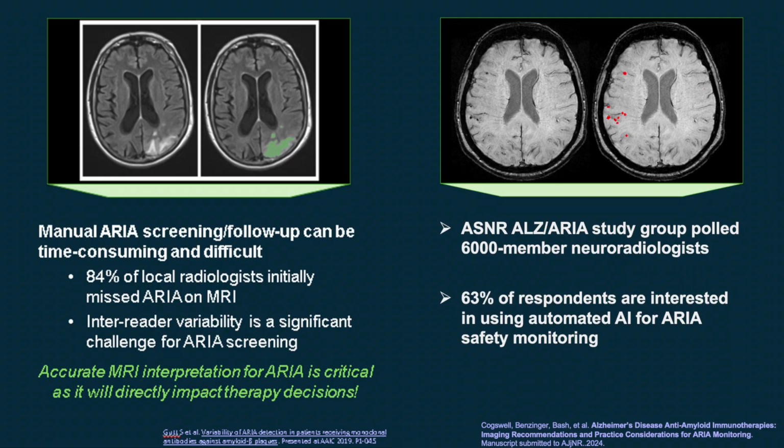But the bottom line is manual ARIA screening can be time-consuming and difficult. In one study here, 84% of local radiologists initially missed it on MRI, and there's a lot of inter-reader variability. But yet an accurate MRI interpretation for ARIA is really critical because it directly impacts therapy decisions. So we actually polled, I'm on the ARIA leadership for American Society of Neuroradiology. We polled all of our 6,000 members, and the majority of the respondent polls did say that they were interested in using automated software for ARIA surveillance.